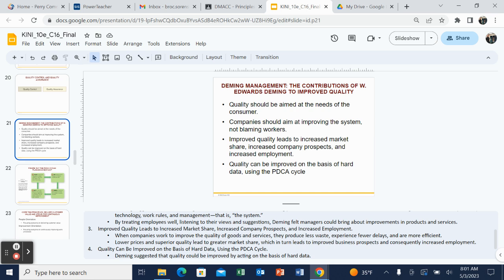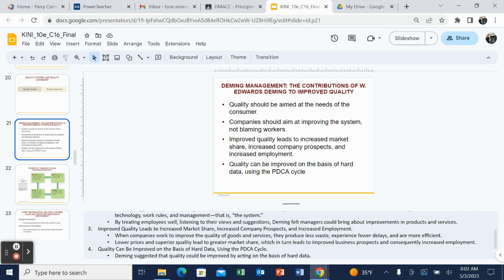Improved quality leads to increased market share, so increased company prospects and increased employment. So when companies work to improve the quality of their goods and services, they produce less waste, experience fewer delays, are more efficient. So these lower prices and superior quality lead to much greater market share, which in turn leads to business prospects, consequently increasing employment.